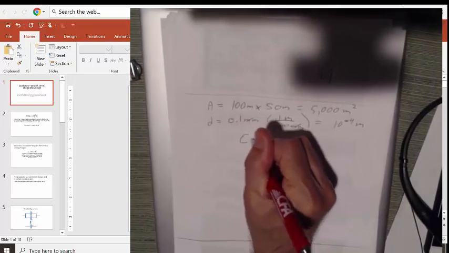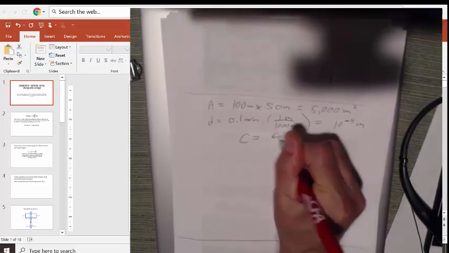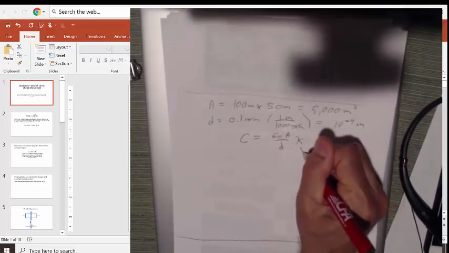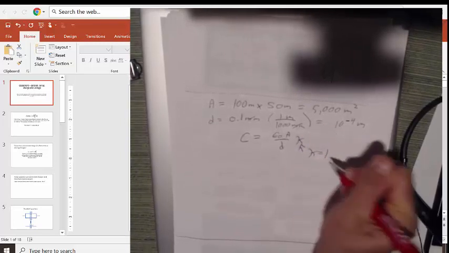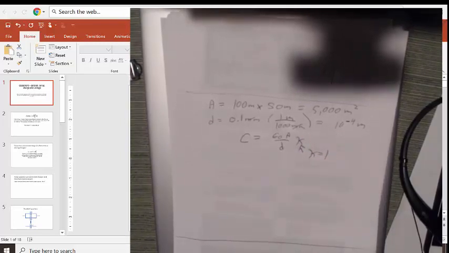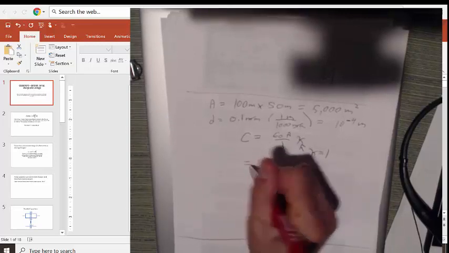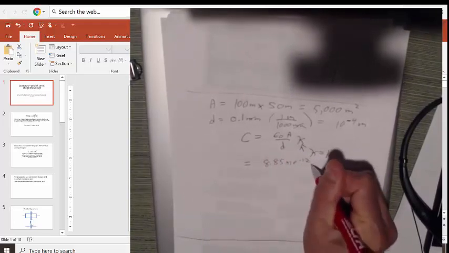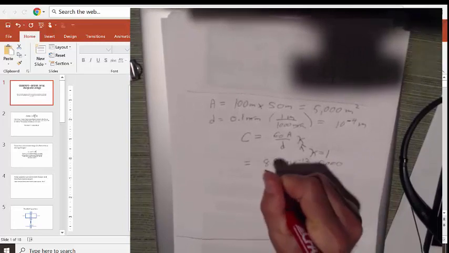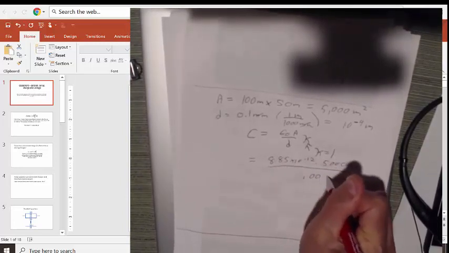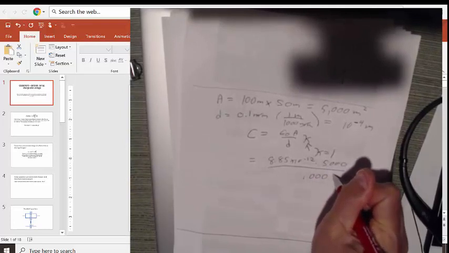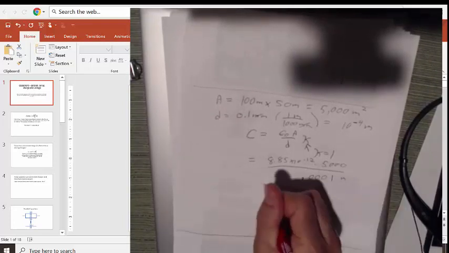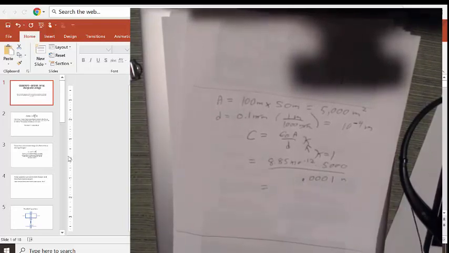All right, and so the capacitance in this case is equal to epsilon 0 A over d. And I'm assuming, since there's no dielectric stated, that the dielectric constant, kappa, is equal to 1 in this case. If there's no dielectric stated, you can assume that. So therefore, the equation becomes 8.85 times 10 to the minus 12 times 5,000 divided by 0.0001 meters.